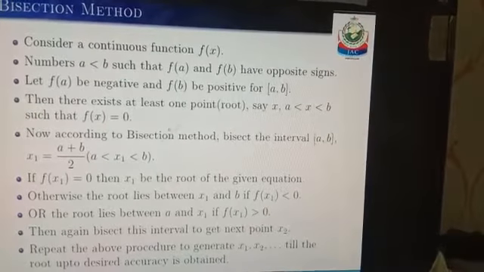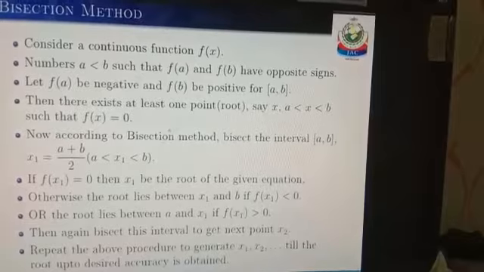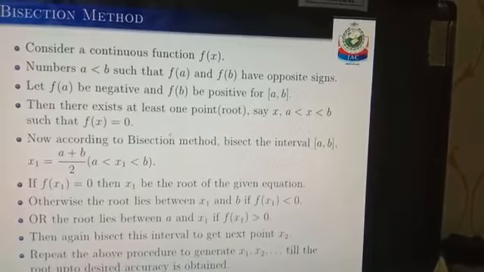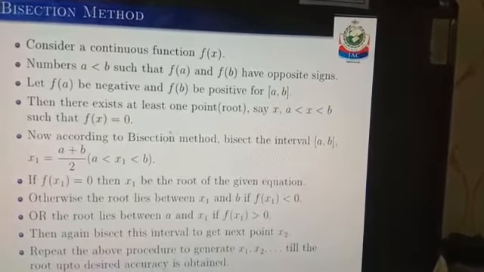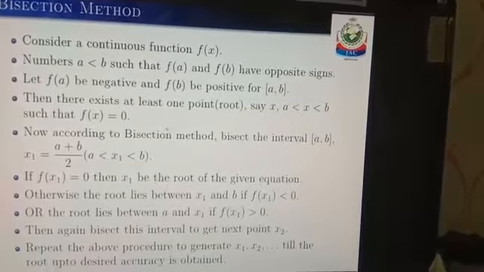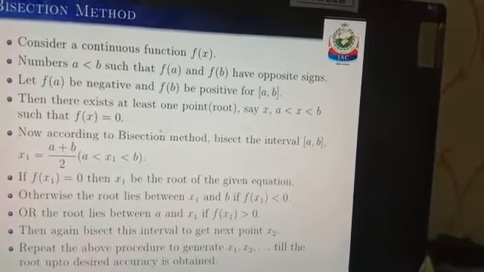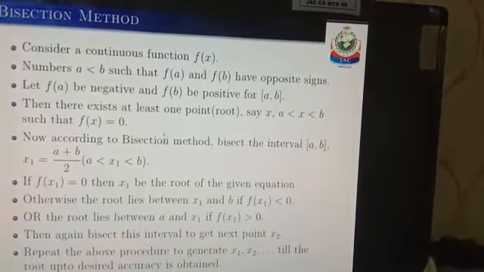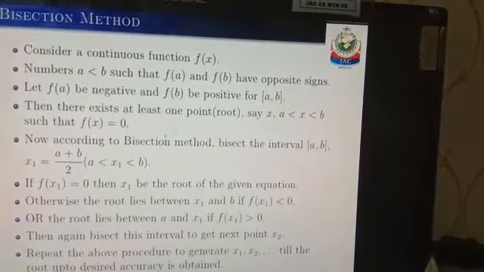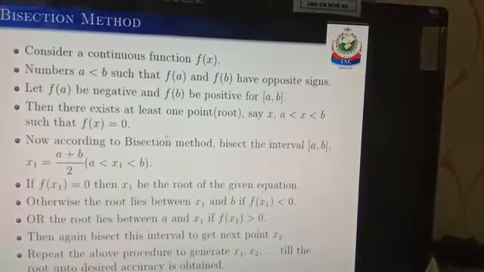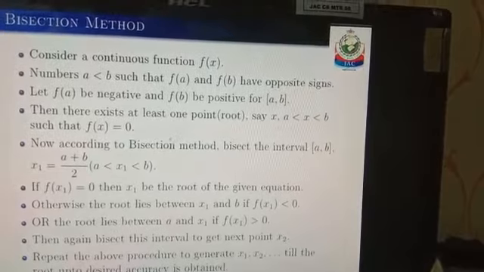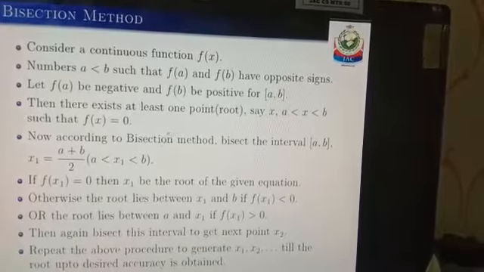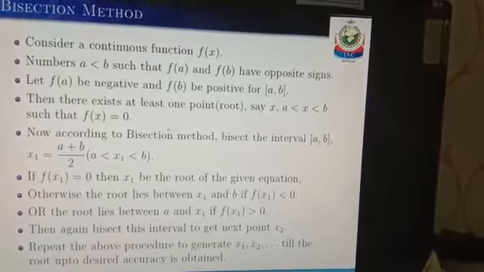Now according to the bisection method, bisect the closed interval [a, b]: x1 = (a + b) / 2, so x1 lies between a and b. If f(x1) = 0, then x1 is the root of the given equation. Otherwise, the root lies between x1 and b if f(x1) is less than 0, or the root lies between a and x1 if f(x1) is greater than 0. Then again bisect this interval to get the next point x2.